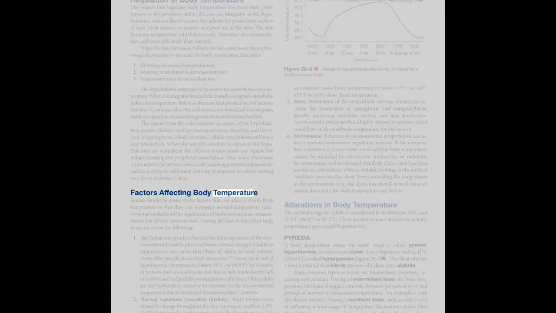Factors affecting body temperature. Nurses should be aware of the factors that can affect a client's body temperature so that they can recognize normal temperature variations and understand the significance of body temperature measurements that deviate from normal. Among the factors that affect body temperature are the following. 1. Age. Infants are greatly influenced by the temperature of the environment and must be protected from extreme changes. Children's temperatures vary more than those of adults do until puberty.